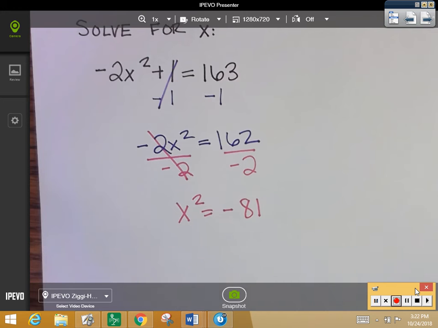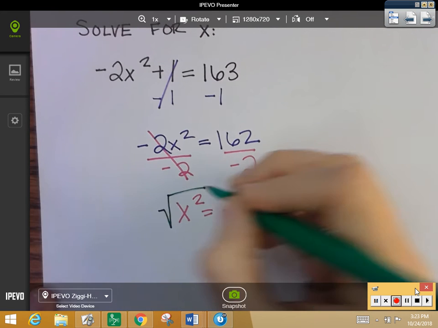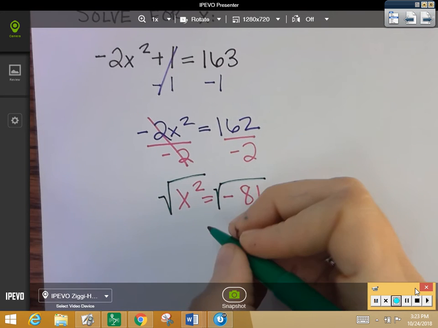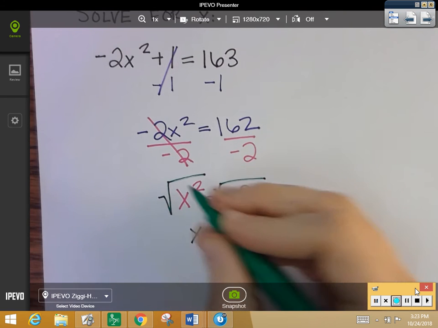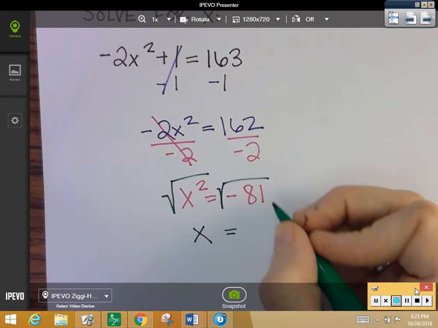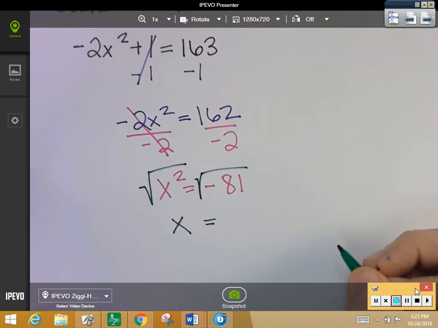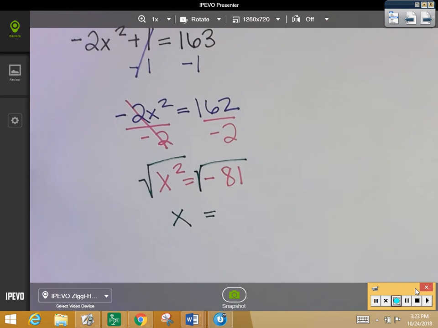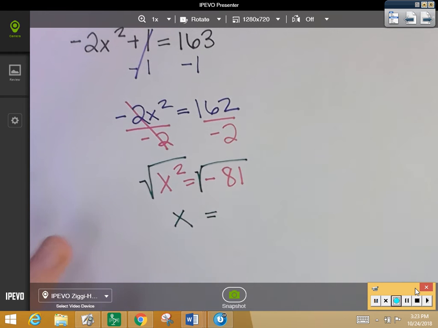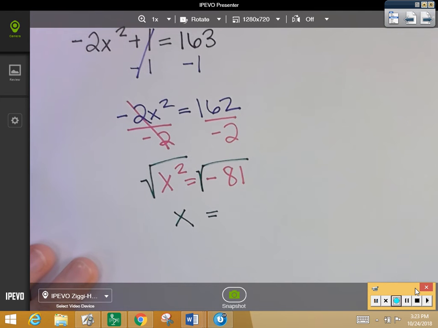Alright, to get rid of a square, I'm going to take the square root. If I do it on one side, I have to do it on the other. The square root of x squared is x. The square and the square root cancel each other out. And then over here, when we have a square root of a negative number, I can't actually take the square root of a negative number because there's no number times itself that will give me negative 1 or negative 81.